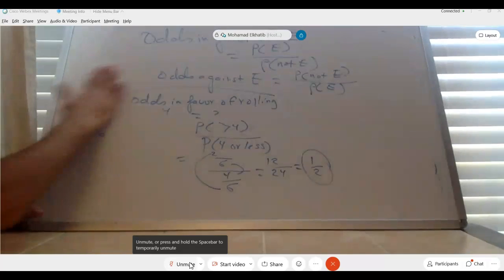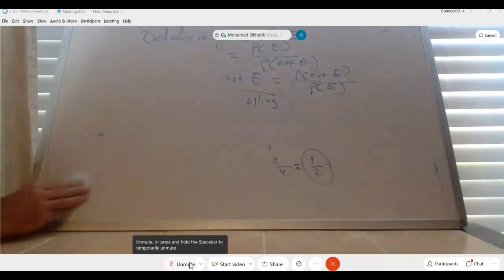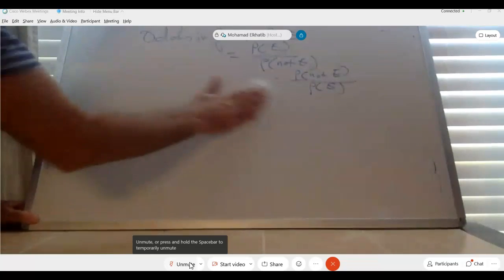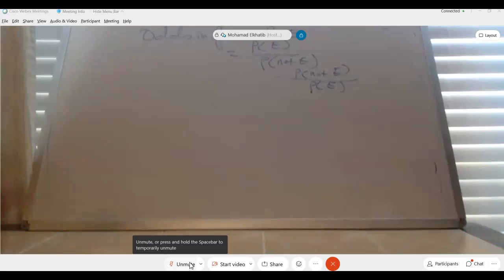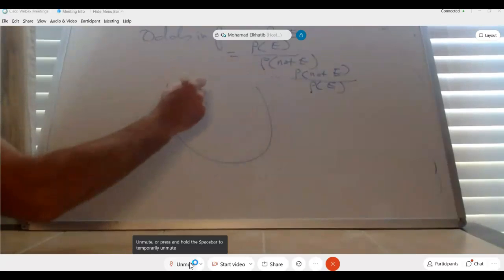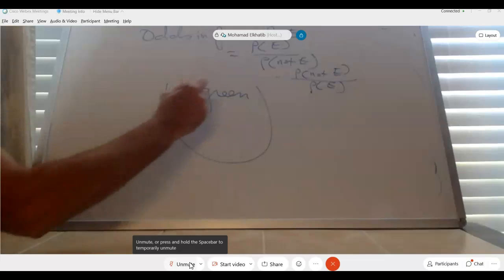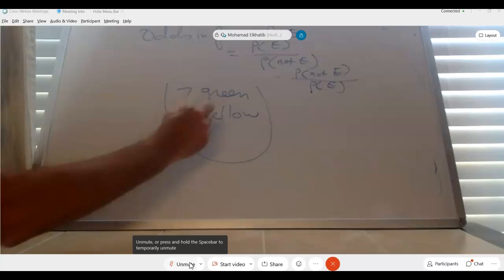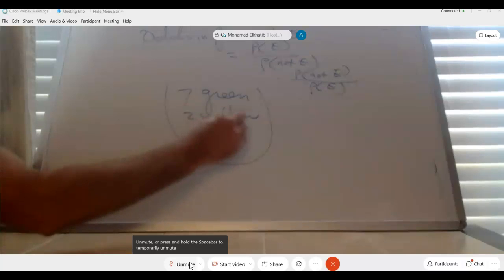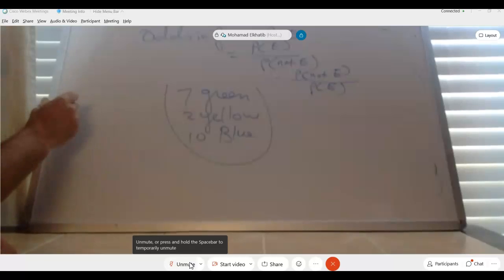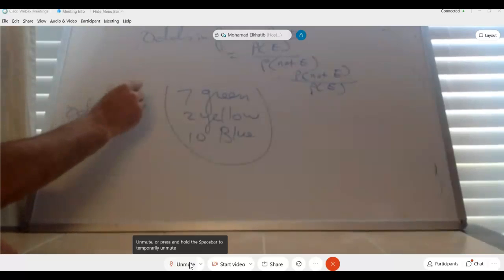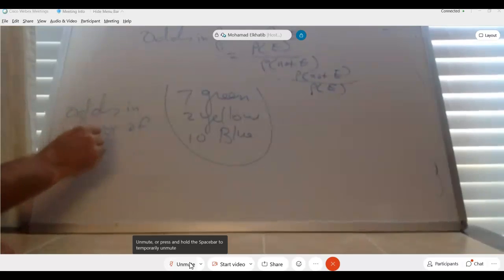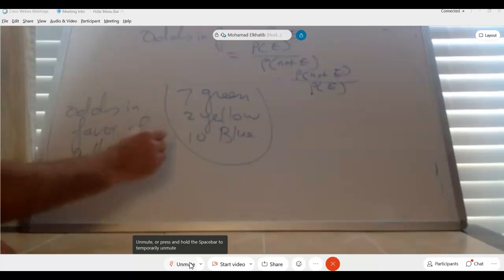Okay, now let's give you a real easy example about the odds. Let's say, last example, then we'll be done for the day's class. Let's say I have a jar of marbles: 7 green marbles, 2 yellow, and 10 blue. And you did really, really well. What are the odds in favor of pulling a blue marble?